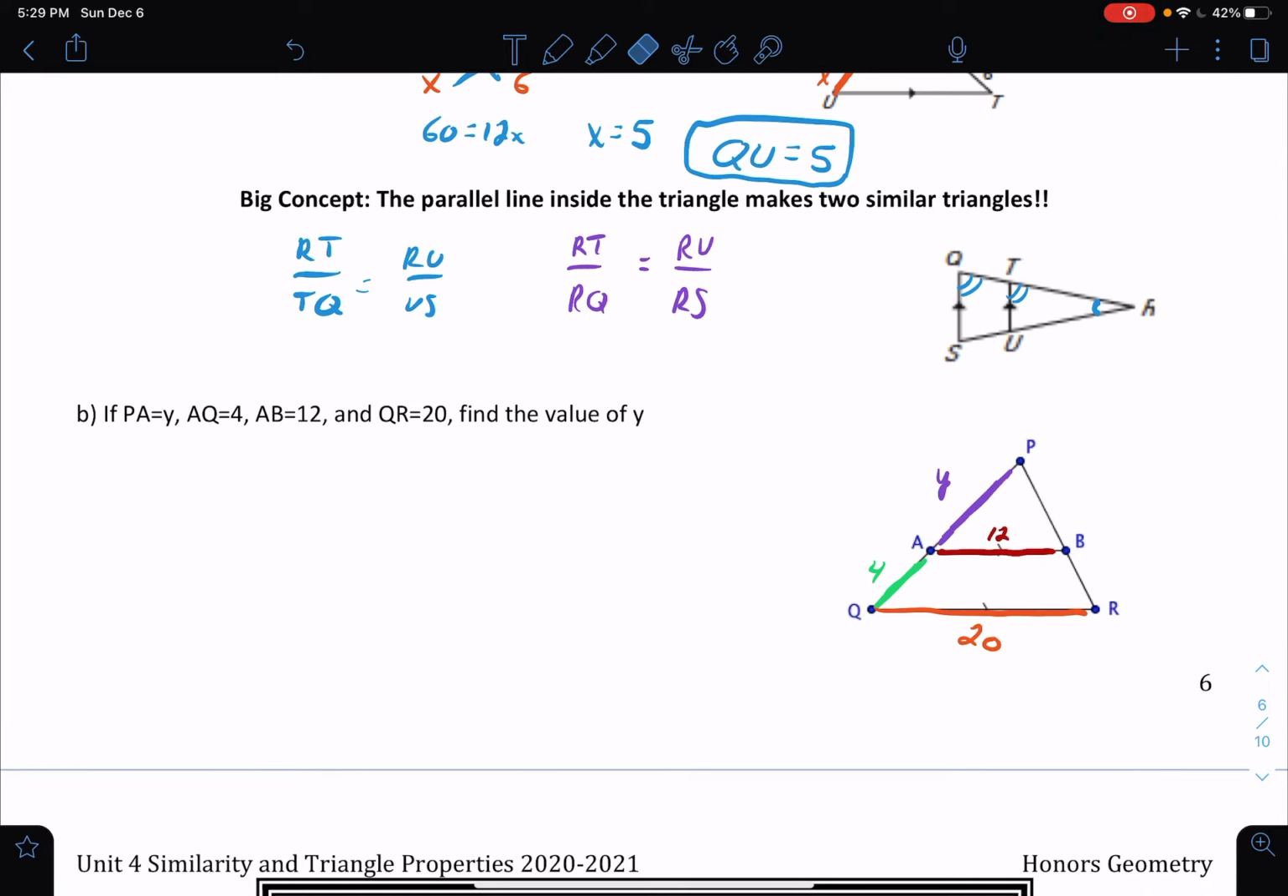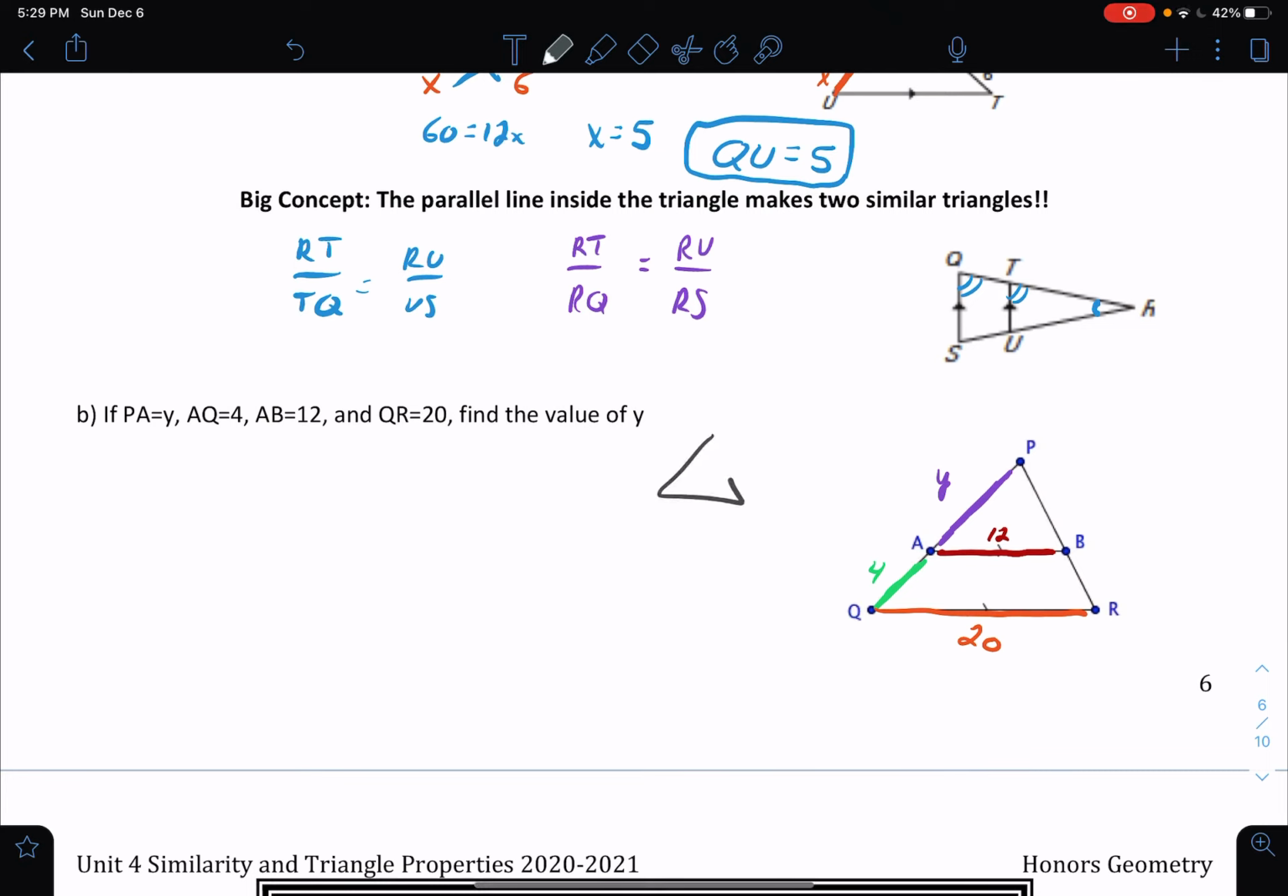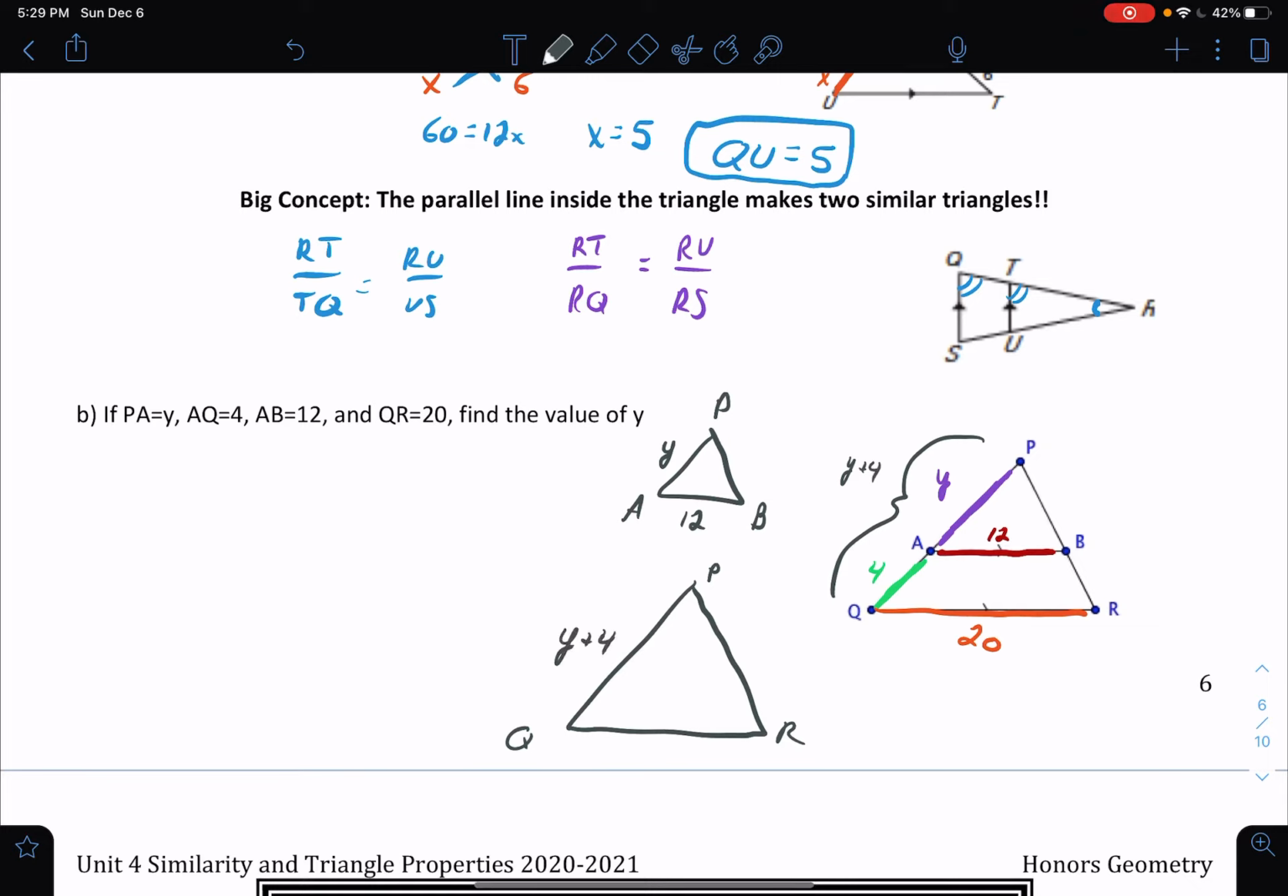What might be helpful is if I draw those triangles separately. So this top triangle, triangle PAB, has PA as Y and AB as 12. And the big triangle, PQR, has this left side length, and if I want to figure out what PQ is, I need to add those two parts together. Part plus part equals whole. And the bottom part is 20. Now I can match up corresponding parts.